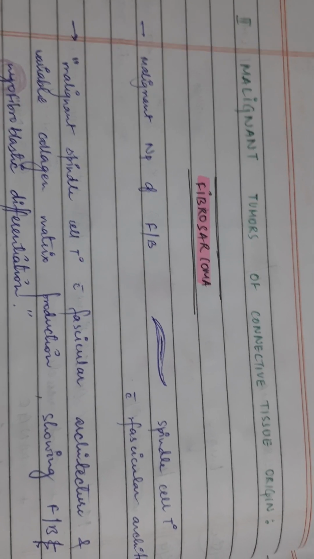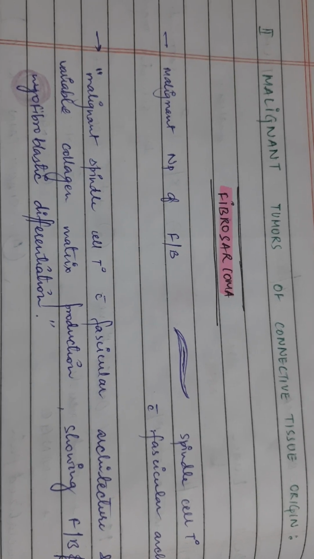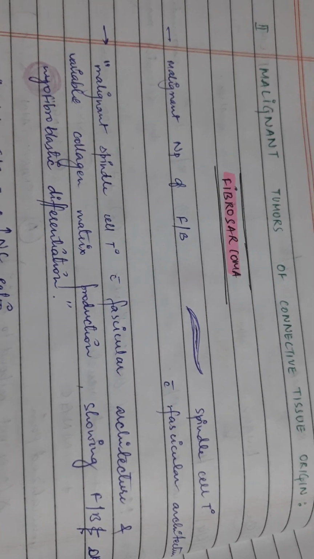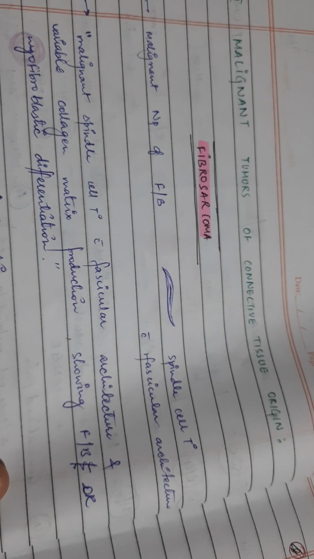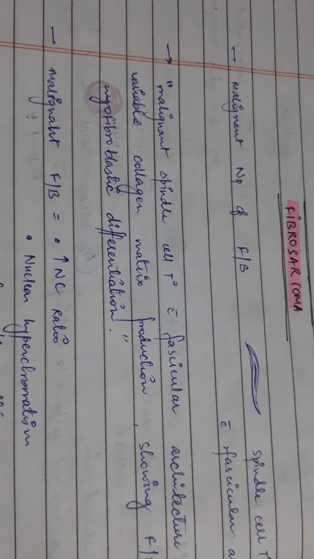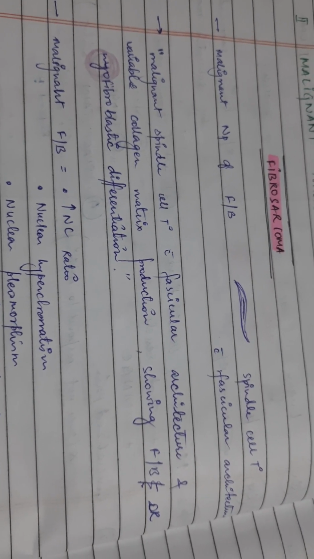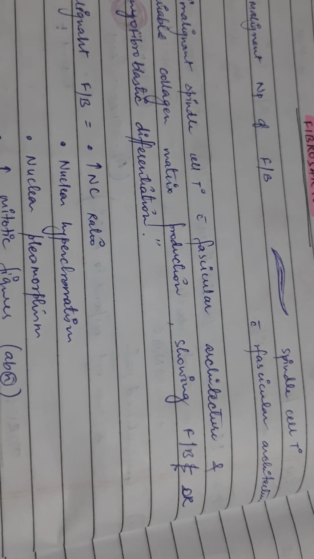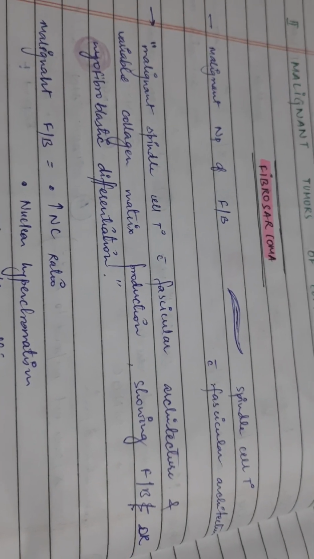Hi, so let's start with malignant tumors of connective tissue origin. Fibrosarcoma is the first one. It is a malignant neoplasm of fibroblasts. It is a malignant spindle cell tumor of fascicular architecture, with variable collagen matrix production showing fibroblastic or myofibroblastic differentiation. This is the definition of fibrosarcoma.